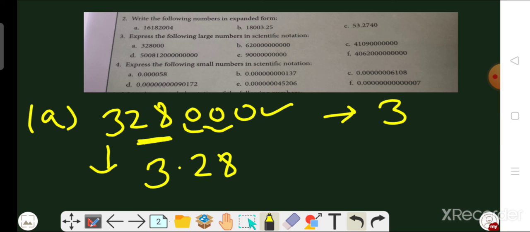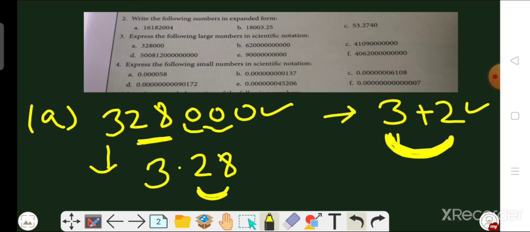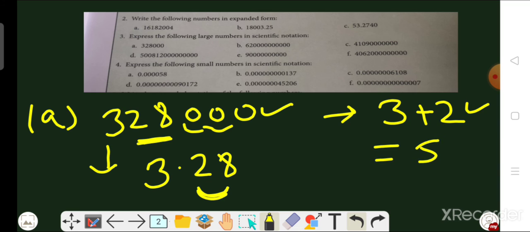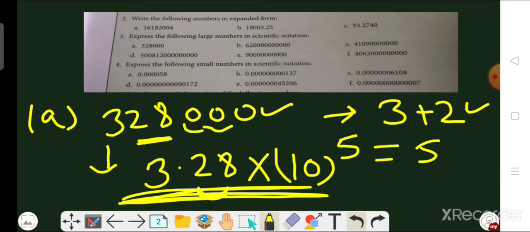and we have to write the remaining non-zero digits, and the remaining non-zero digits are 2 and 8. How many non-zero digits are there? 2. Then we have to add 2 to the number of 0. We have to add the number of non-zero digits after the decimal point to the number of 0. So this addition will become equal to 5. Okay, then we have to multiply by base 10 raised to the power 5. Okay, this is the scientific representation of the given number.